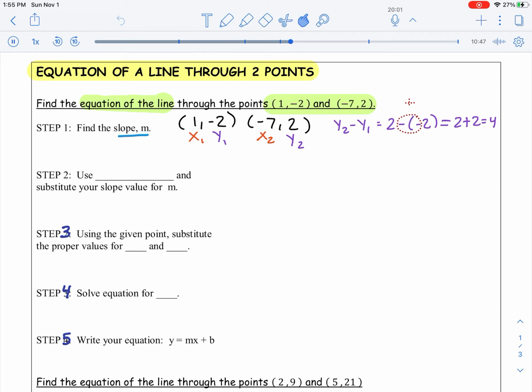Now I also need to figure out what my change in x is. So I'm going to subtract my x values and get 1 minus -7. But again, the same truth holds. I have minus a negative, which changes that middle sign into a plus. So I can say this equals 1 plus 7, or 8. Now to write the actual value for slope, that's just the change in y over the change in x, which is 4 divided by 8, or in this case, 1/2. So there's my slope. Perfect.